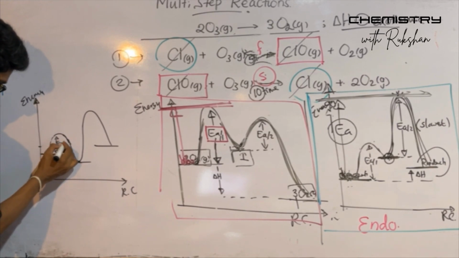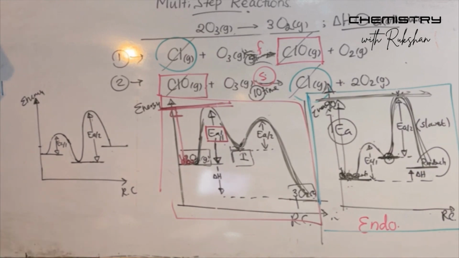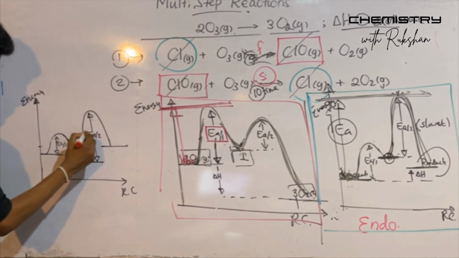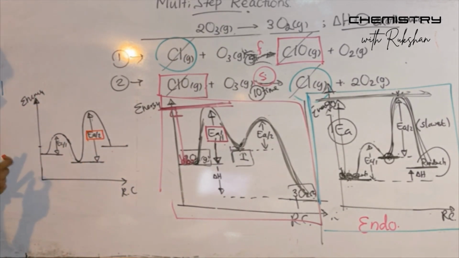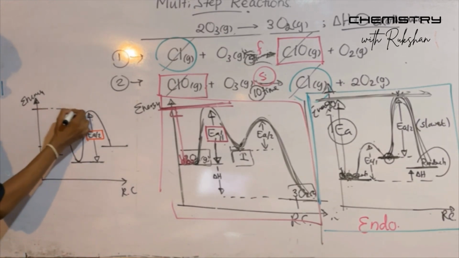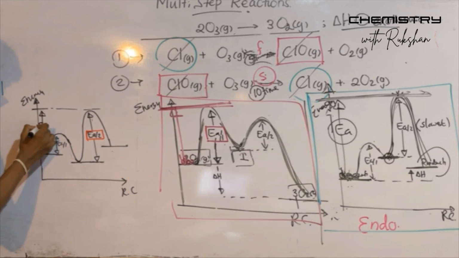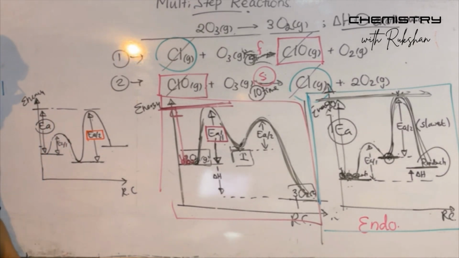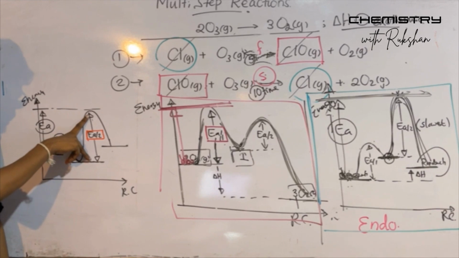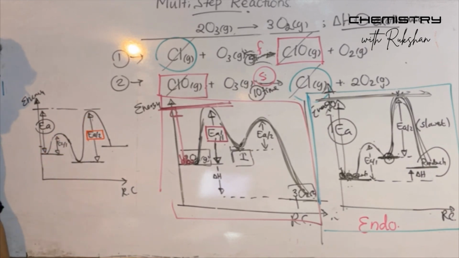This is EA1. The activation energy of the slow step is this. The activation energy of the overall process is this. Then the activation energy of the overall process is less than that of the slow step here. Here also, the first step is not the slow step.